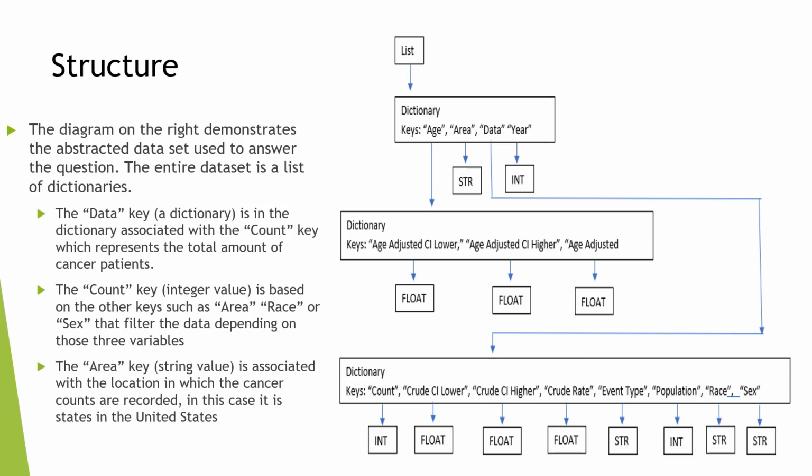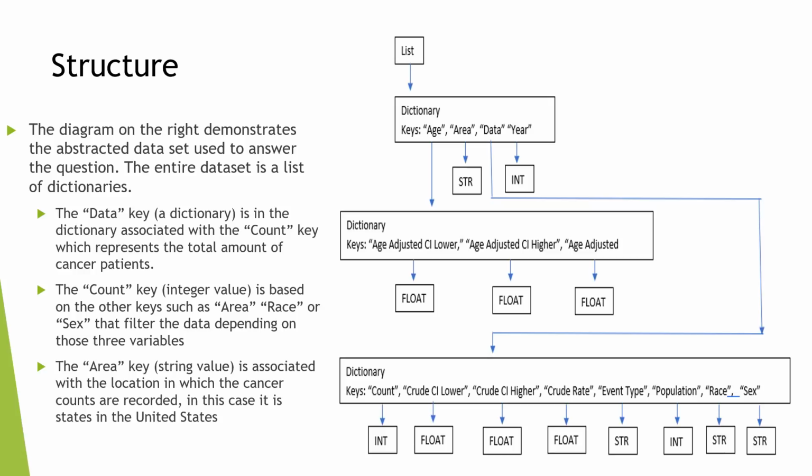So the image on the right demonstrates the abstracted data that we can use to actually answer our question and how we can filter our data in order to select for the variables that we can compare in order to see if there is any correlation between cancer counts and the different variables such as race, sex, or area.